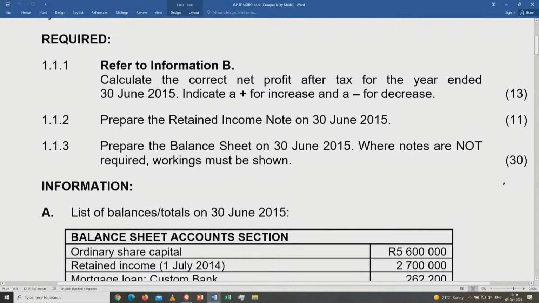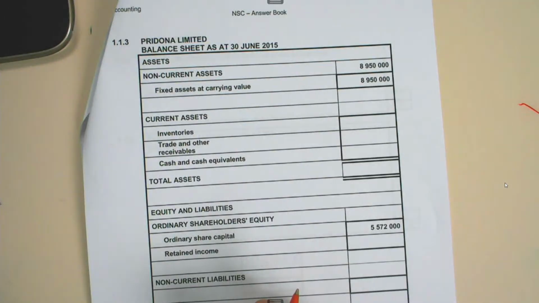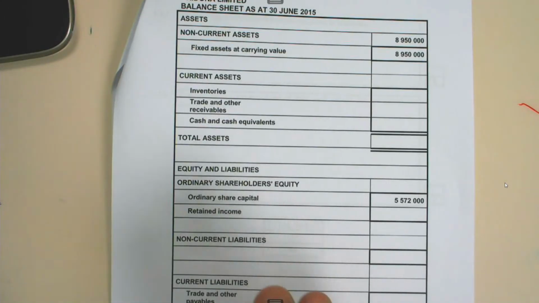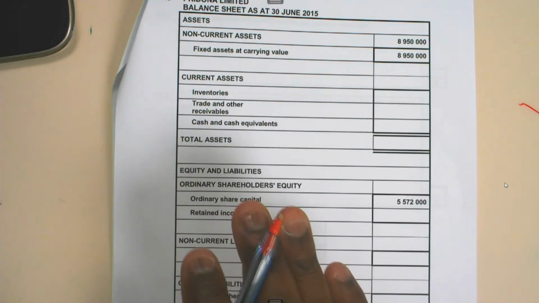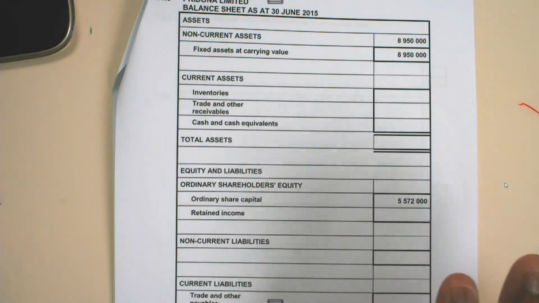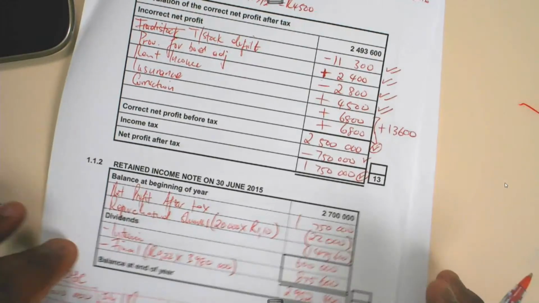1.1.3 says that we must prepare the balance sheet on 30 June 2015. Where notes are required, workings must be shown. Now, this is our balance sheet. Before we can even attempt to do our balance sheet, we must transfer the totals from our notes.